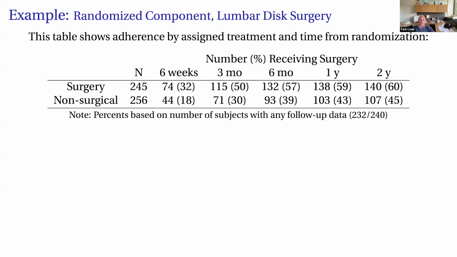But then the investigators looked at adherence to their assigned treatment. And they say that at 6 weeks, only 32% of those assigned surgery actually got it. By 6 months, it was 57%. By a year, it was about 60%. But among those assigned non-surgery, by 6 weeks, 18% had opted to get the surgery. By 6 months, it was 40%. By a year, it was 43%.